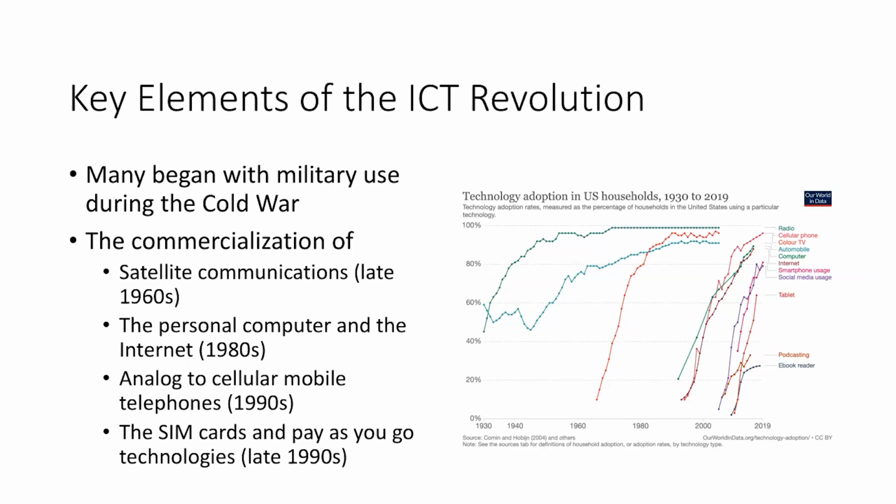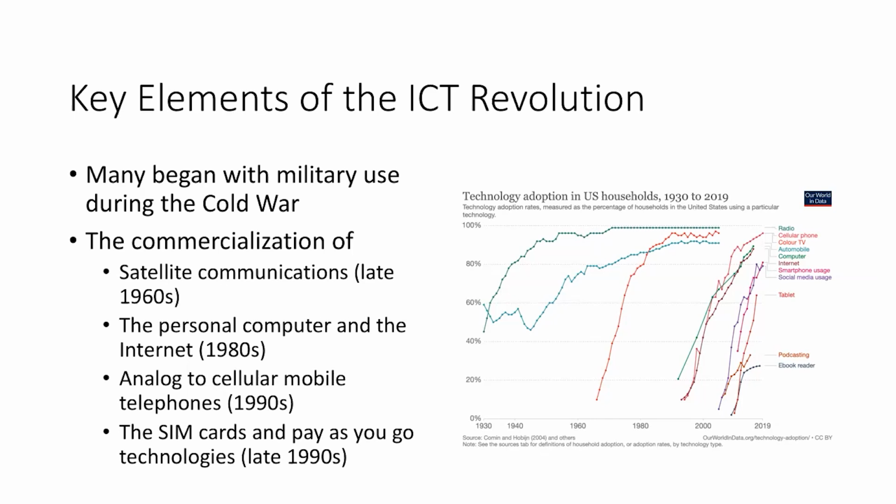And then something that's often forgotten is the significance of SIM cards and pay-as-you-go technologies, which meant that people could use cellular phones and access the internet without having to pay a monthly fee, an internet bill that's sent to them by email or whatever, right? The notion that you could pay as you go to gain access to the internet and to cellular communication.